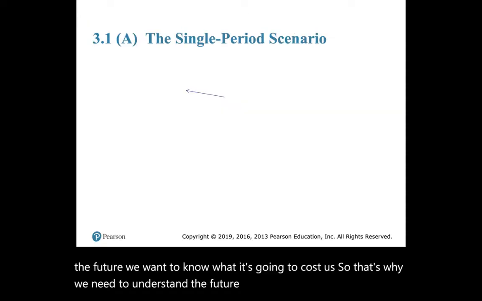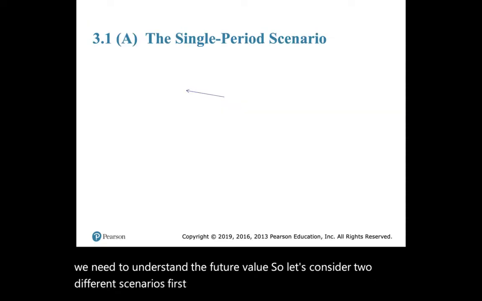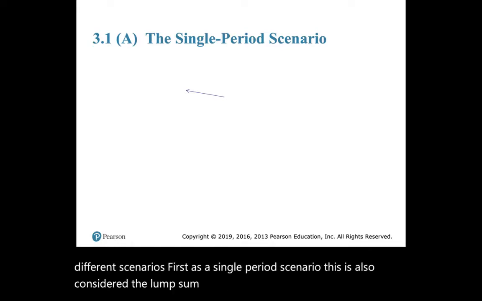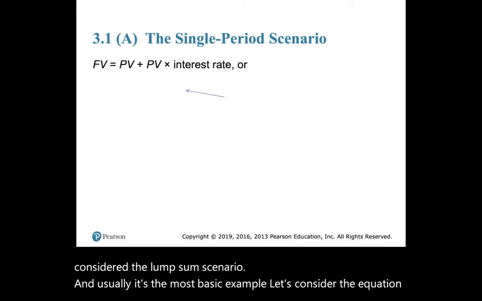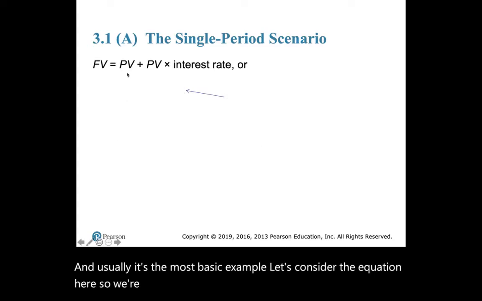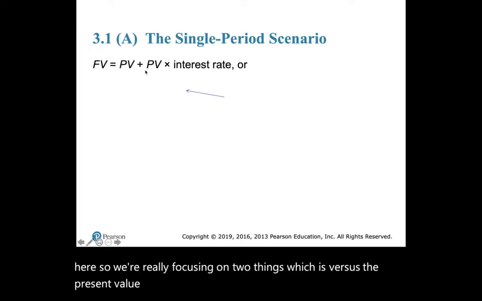So let's consider 2 different scenarios. First is a single period scenario. This is also considered the lump sum scenario, and usually it's the most basic example. Let's consider the equation here. We're really focusing on 2 things. First is the present value, and then we want to figure out the interest on that present value.